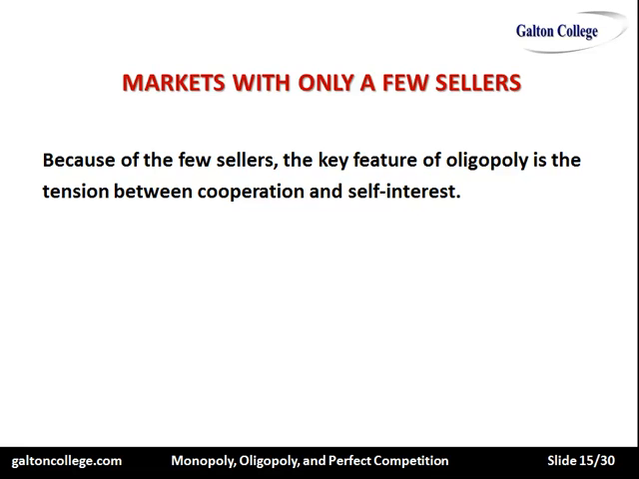Now, because of the few sellers, here we're talking about essentially oligopoly, the key feature of oligopoly is the tension between cooperation and self-interest. In oligopoly, the companies have to decide, do they compete or do they get together to get rid of the uncertainty caused by the market in which they're operating in, the strategic interdependence that they've got. So would it be better if they could come together and form some sort of agreement and stop the competition in effect?